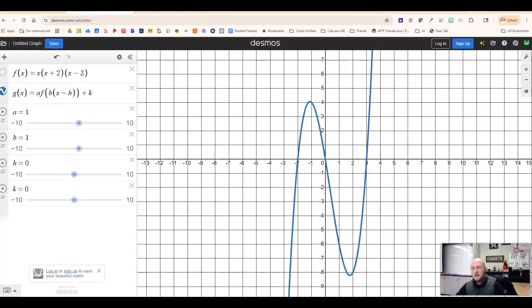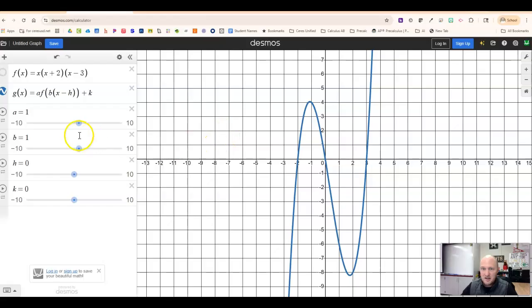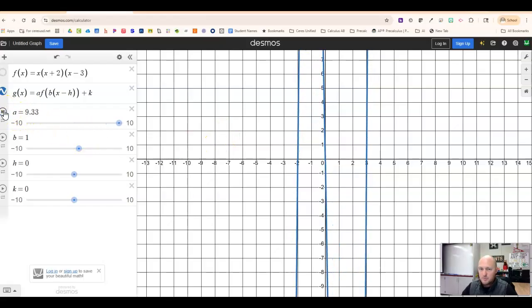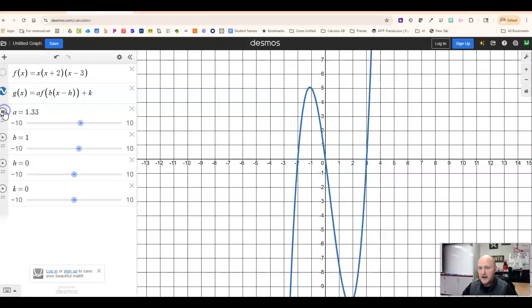And I have a Desmos graph here. Maybe I'll put a link on my website so you can play with it and change these parameters. I have a function f of x, which you can see here is x times x plus 2 times x minus 3. You can see there are zeros, and I defined a new function g with the parameters, so I turned off f. Here's my a value. If my a value is positive, I get a vertical dilation, and if it's negative, now I get that reflection of what I had, okay?